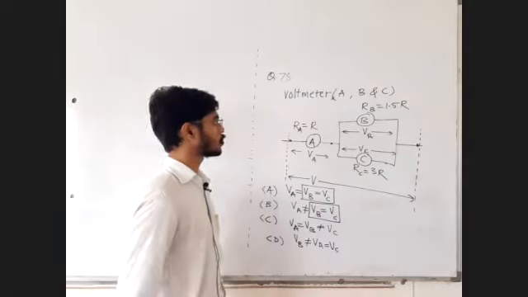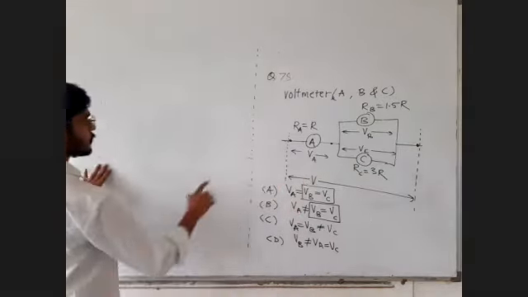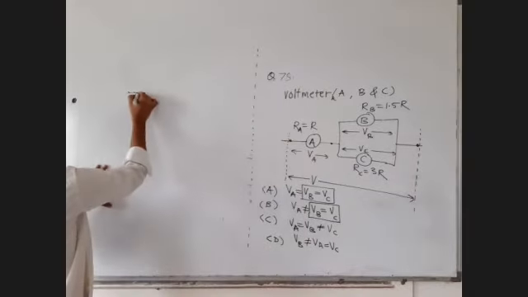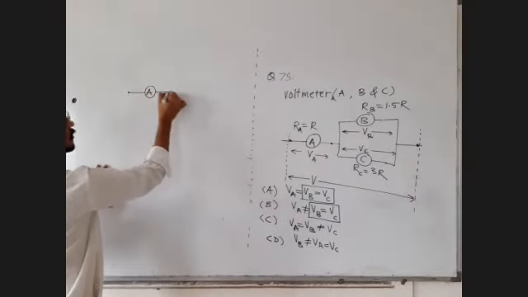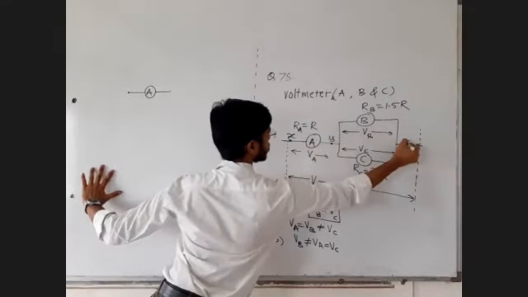So what we have to do is this. This is the total potential difference V. This is the ammeter. This is voltmeter A. Let us name this point as X, Y, and this as Z.